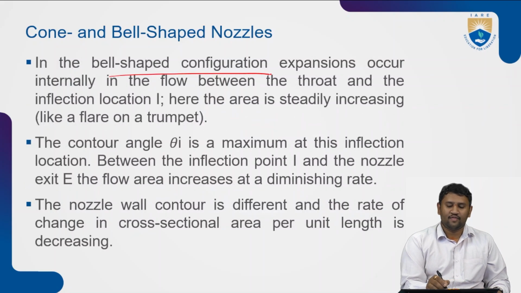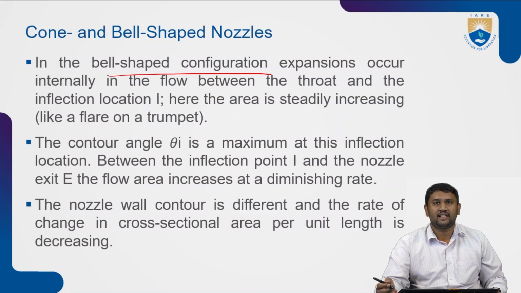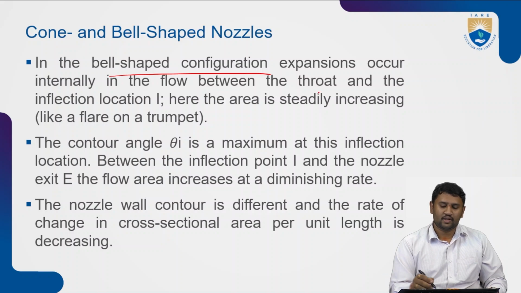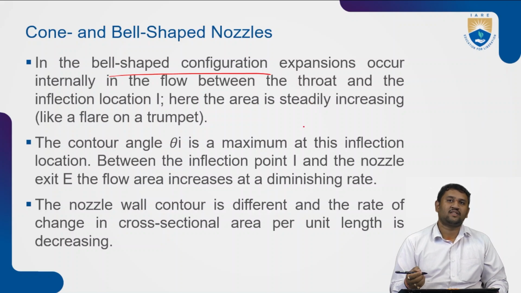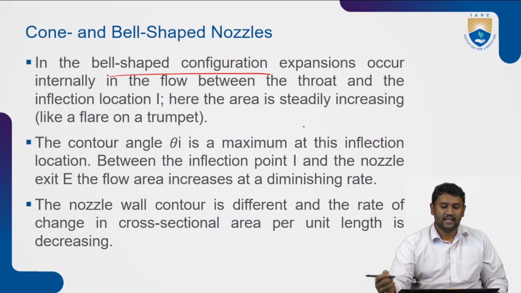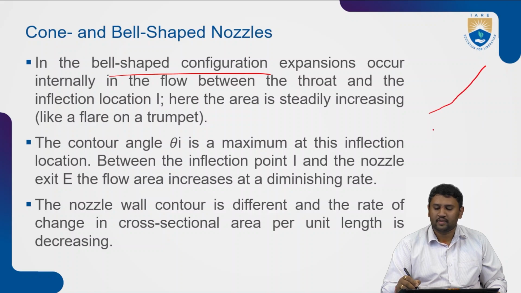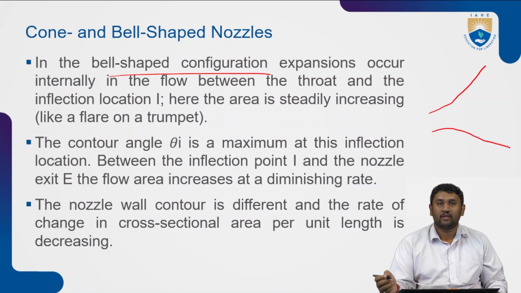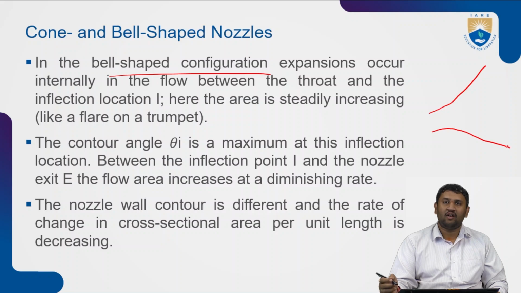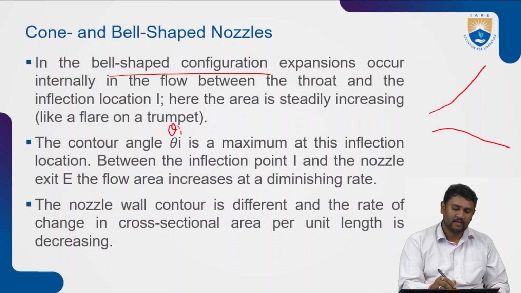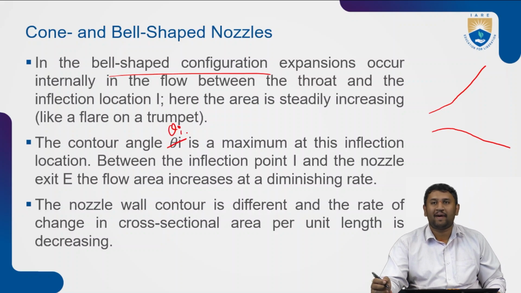In a bell-shaped configuration, expansion occurs internally in the flow between the throat and the inflection location I. Here, the area is steadily increasing like a flare in a trumpet, where the contour angle, that is theta I, is the maximum at the inflection location.